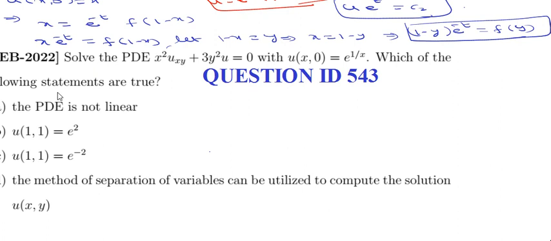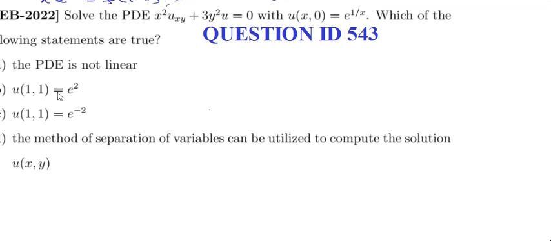So next we will solve one more problem. This is also a part C question. Solve the partial differential equation x square u xy plus 3 y square u equal to 0, with u of x comma 0 equal to e power 1 by x. We need to check which of the following statements are true.